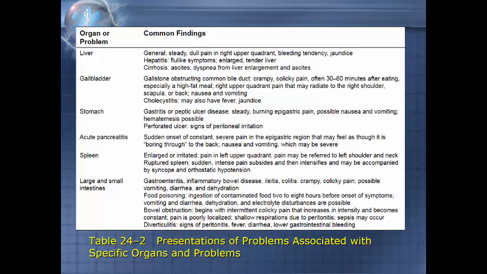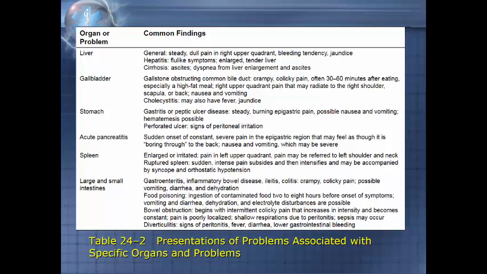With hepatitis, tends to have flu-like symptoms and an enlarged tender liver. With cirrhosis, they tend to develop ascites, which is that fluid buildup in the abdomen, and you get shortness of breath from a liver enlargement, and that ascites kind of compressing on the diaphragm makes it hard to get a good breath. For gallbladder, if you have a gallstone that's blocking the bile duct, you get a crampy, colicky pain, usually within about an hour after eating, especially if it's a high-fat meal.